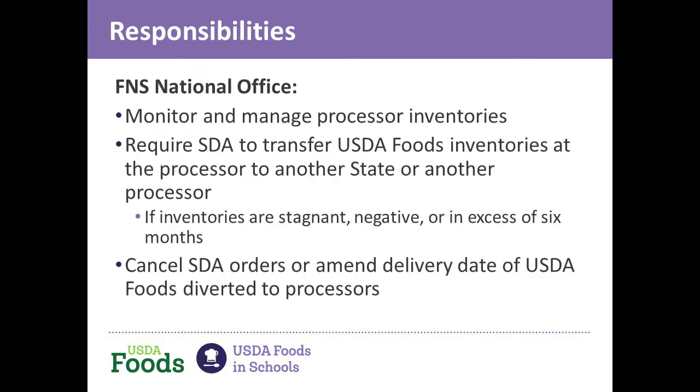As with all the other stakeholders involved, the FNS National Office is also responsible for monitoring and managing processor inventories. If inventories are stagnant, negative, or in excess of 6 months, the National Office can require the SDA to transfer USDA food inventories at the processor to another state or another processor. Additionally, the National Office can cancel SDA orders or amend delivery dates of USDA foods diverted to the processor.